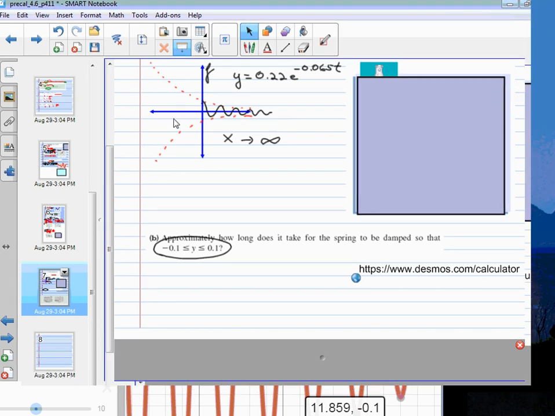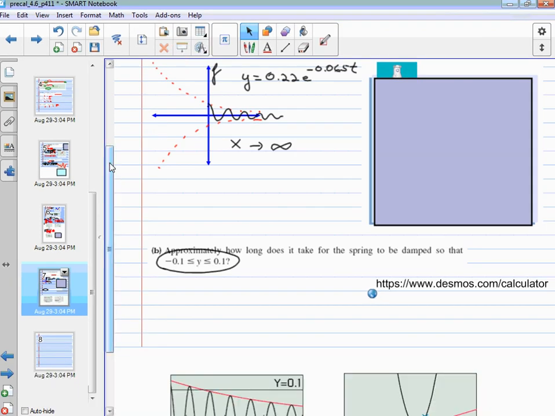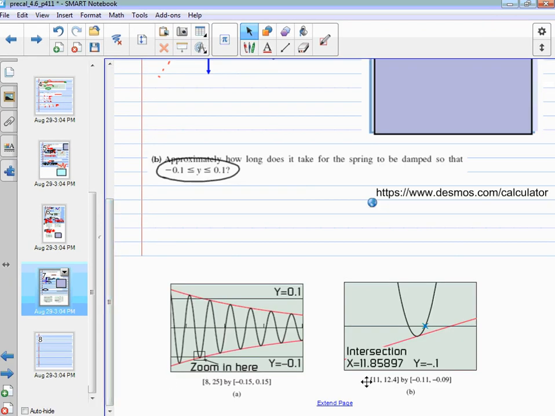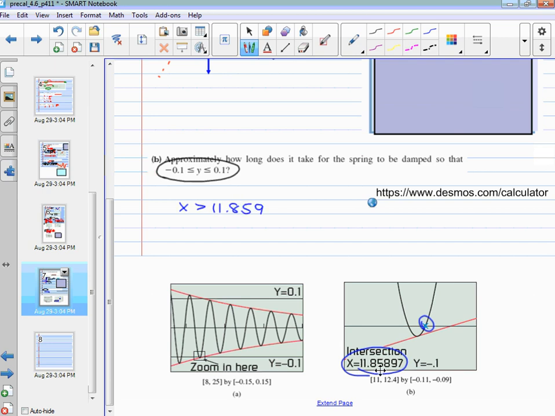11.859. Let's pull it back up. We can do it on our calculator. There they zoomed in. There's your number, 11.859. That's the last location where I am between my lines. So as long as my x is greater than 11.859, I am going to stay oscillating between them.